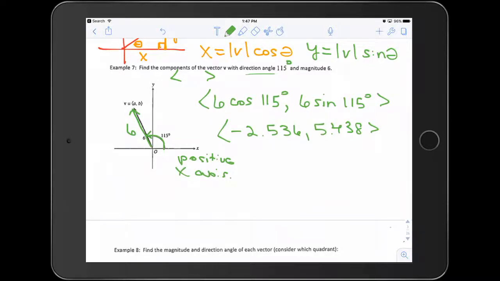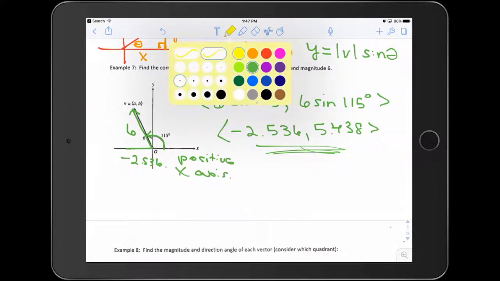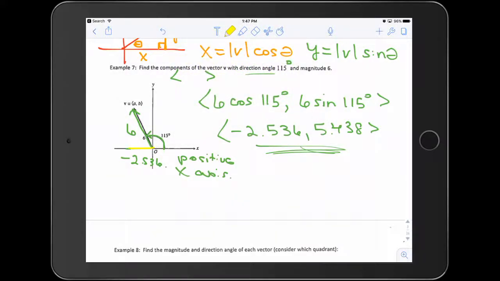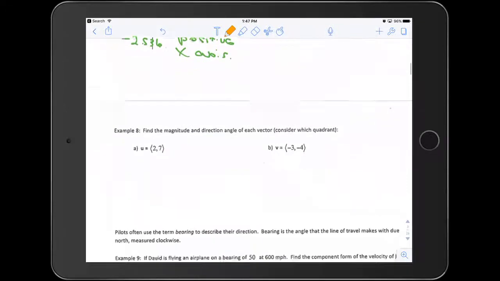And what else can we talk about with this? That's about it. If you think about graphing this, you'd go negative 2.536 that way, then go up 5.438. That's a horrible color. Notice that those movements would create that vector with the magnitude of 6 and a directional angle of 115 degrees. So it all works together. That's one thing I can't stress enough. It all kind of works together as we move forward.